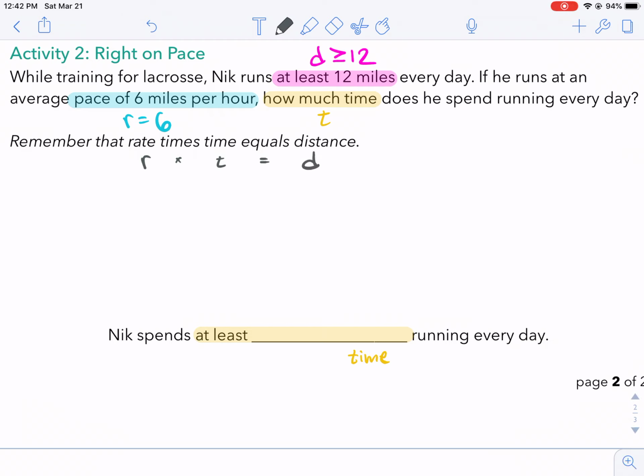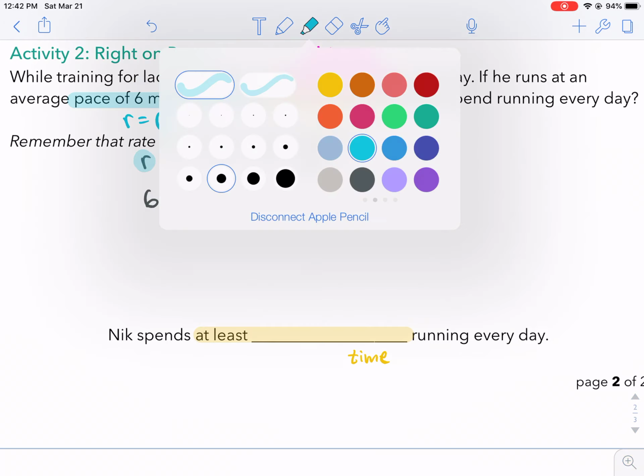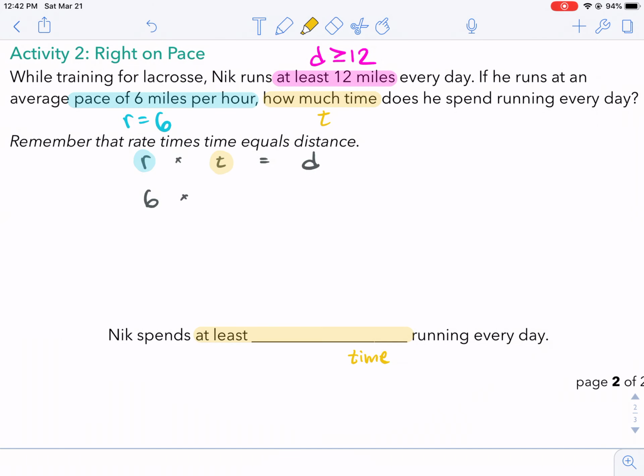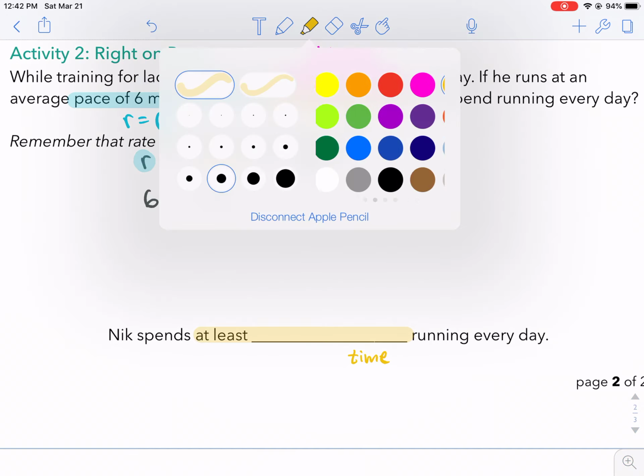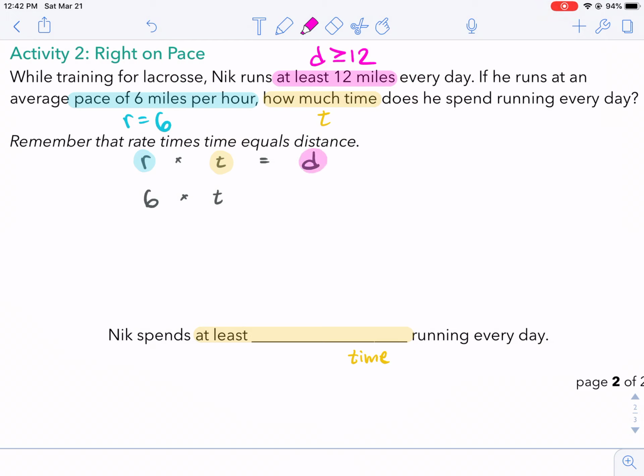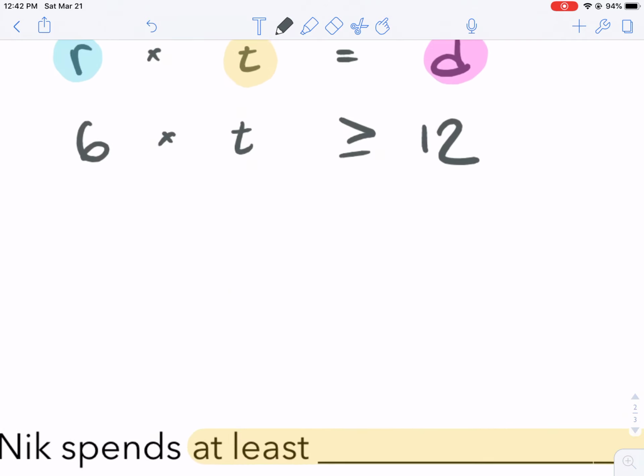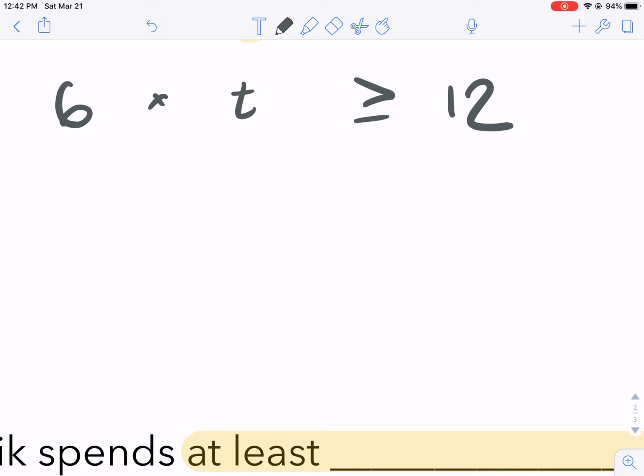Now that we have everything translated into math, let's plug in the information that we know and see what we can find out. So we know his rate is 6. We know his time is what we want to find, so we'll just leave that as T. And we know his distance is at least 12. So we're going to say his distance is at least 12. Now we have our inequality symbol and our inequality written out. So let's go ahead and solve this.